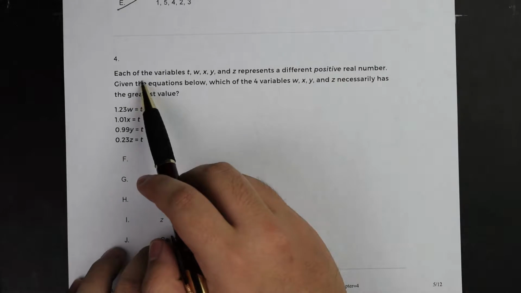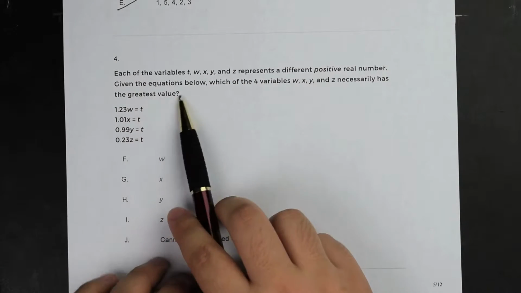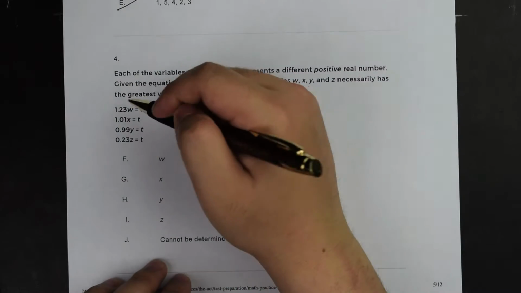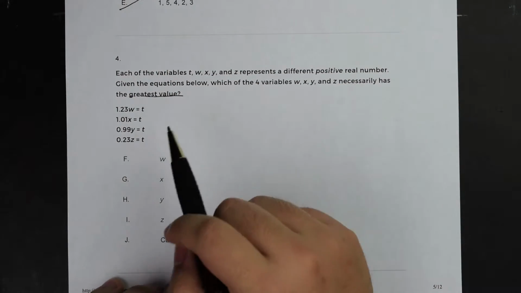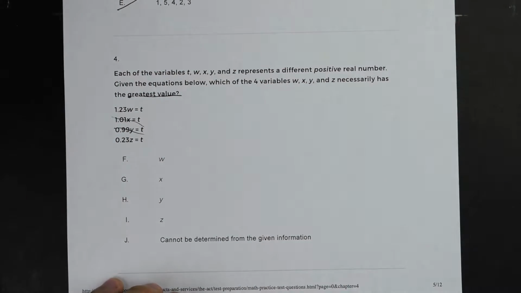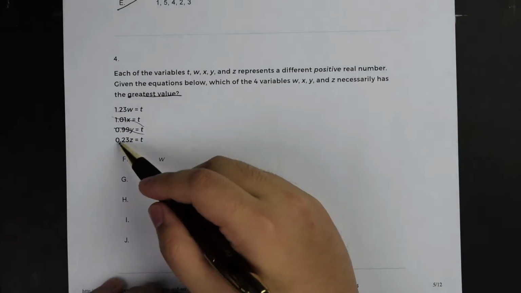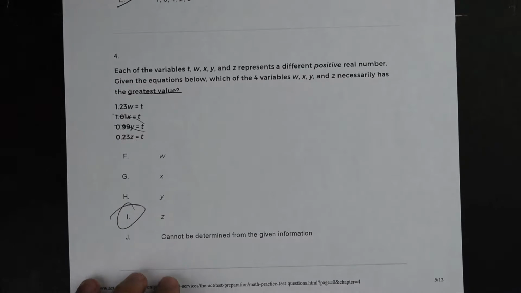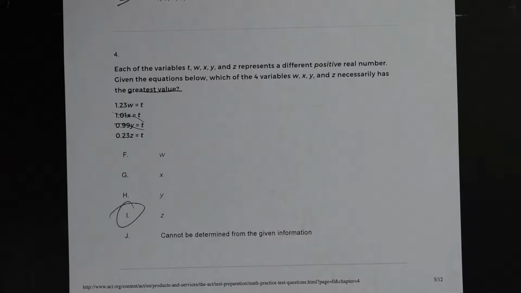So number 4. Greatest value, okay. So I know it's not these are certain because it has to be between this and some. Okay. So for number 4, my final answer is going to be I.